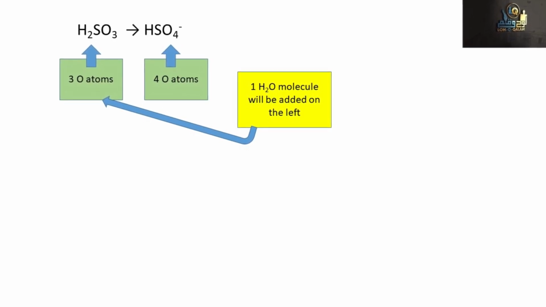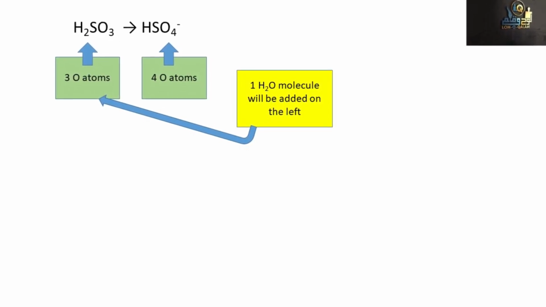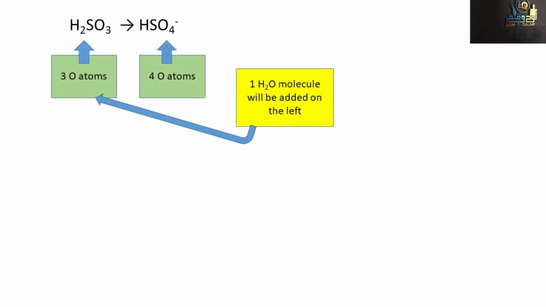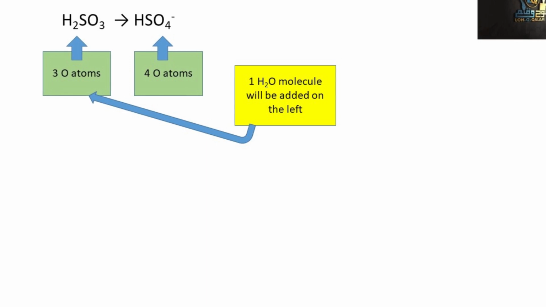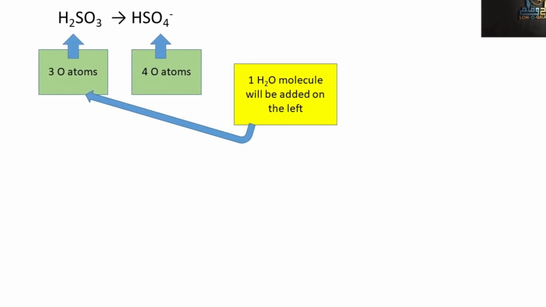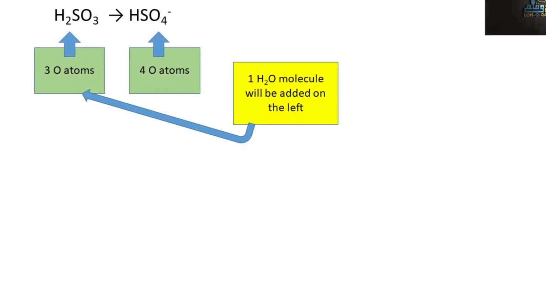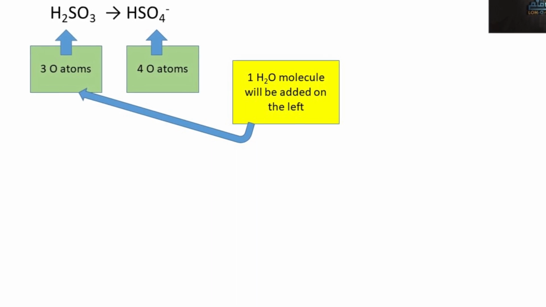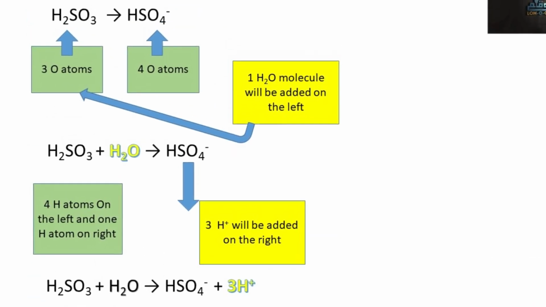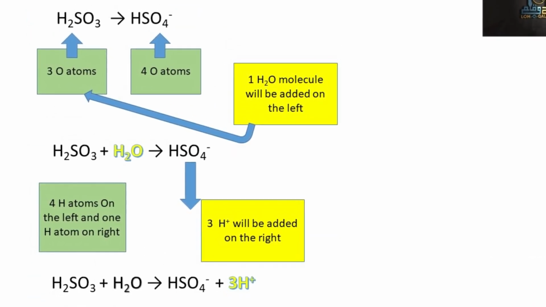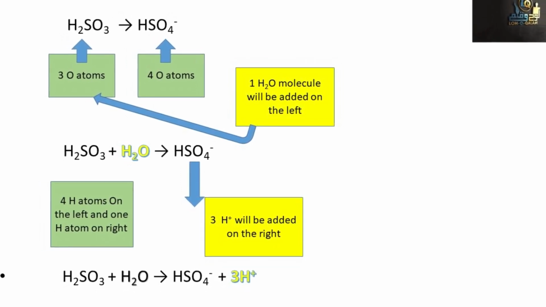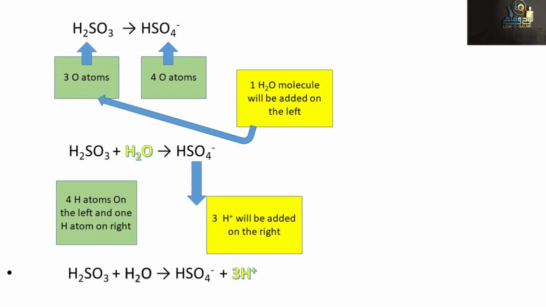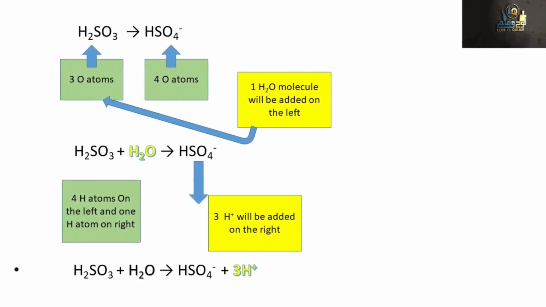Now we will come to the other half, that is oxidation half reaction, and balance it. See, there are 3 oxygen atoms on left and 4 oxygen atoms on right. So, 1 water molecule will be added on the left to balance the oxygen. Now we have 4 hydrogen atoms on left and 1 hydrogen atom on right. So, 3 hydrogen ions will be added on right to balance the hydrogen.